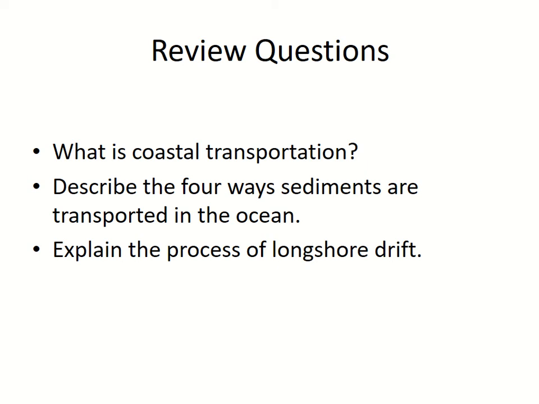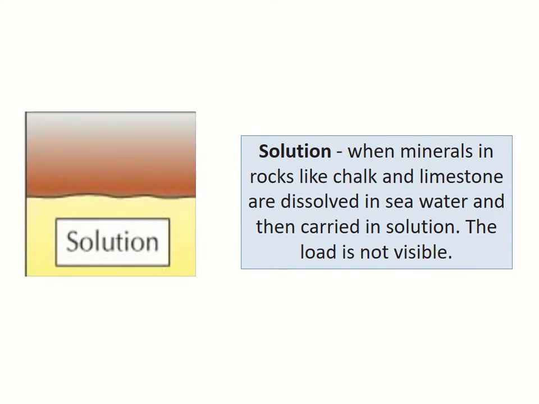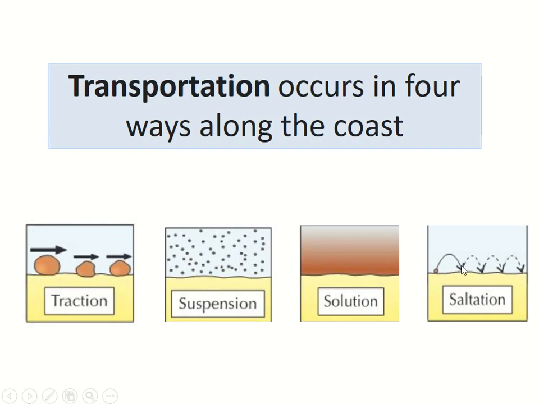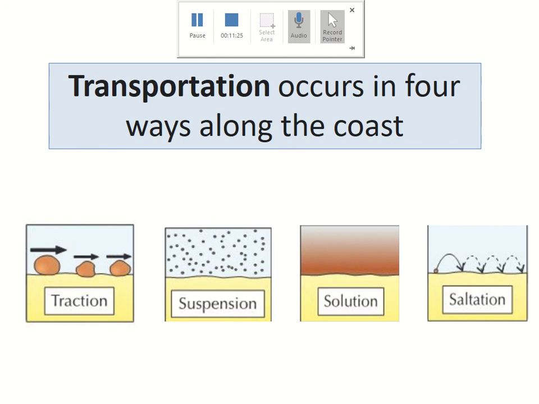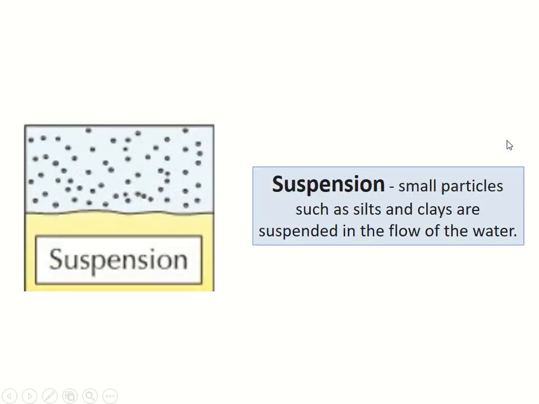So, some review questions. Firstly, what is coastal transportation? So, for that question, you are giving me the definition and a bit of an understanding about it. Secondly, describe the 4 ways sediments are transported in the ocean. For that question, you are looking at these 4 things here. So to answer that question, you literally just need to go through each of the processes. You can use these definitions on this video as well.